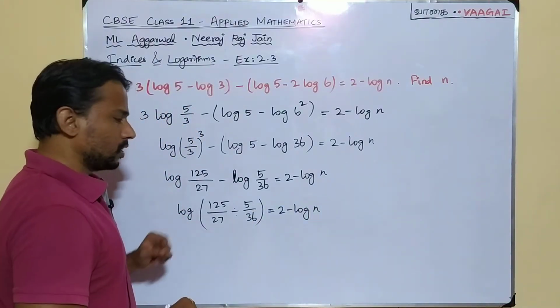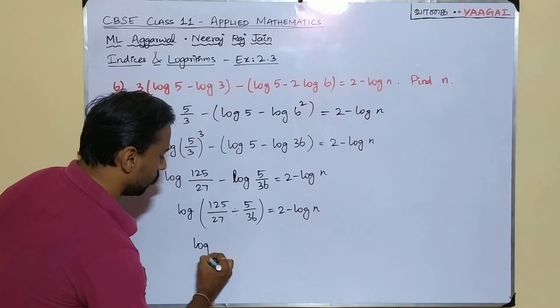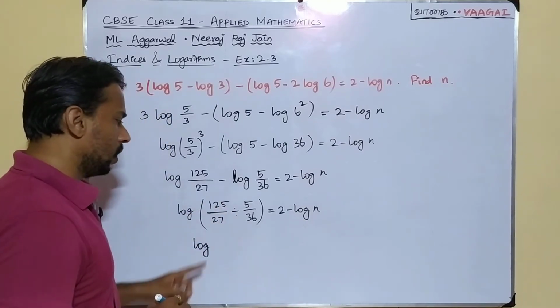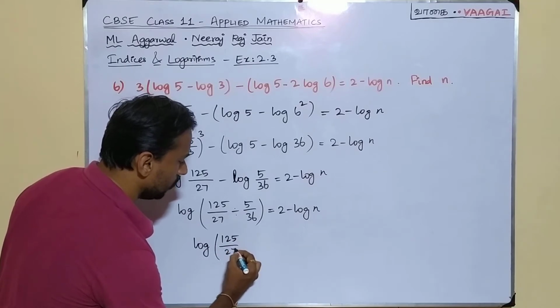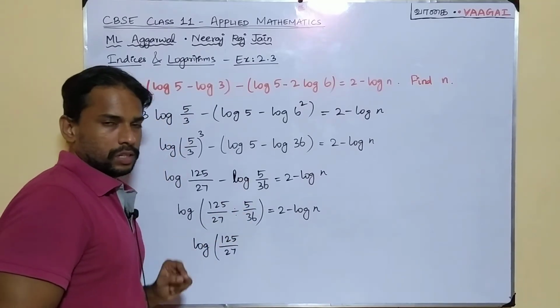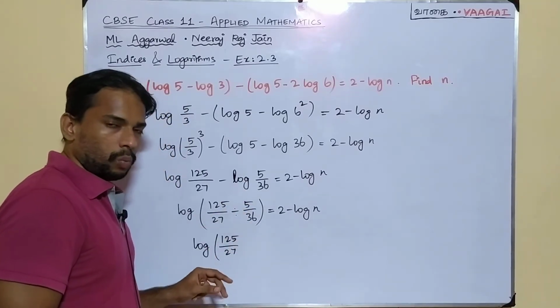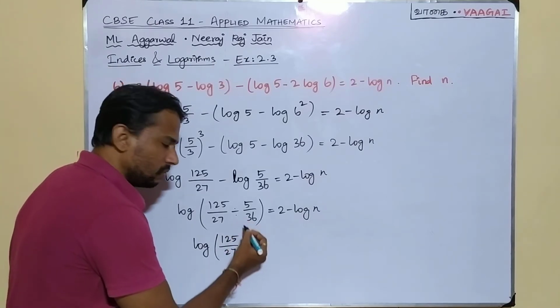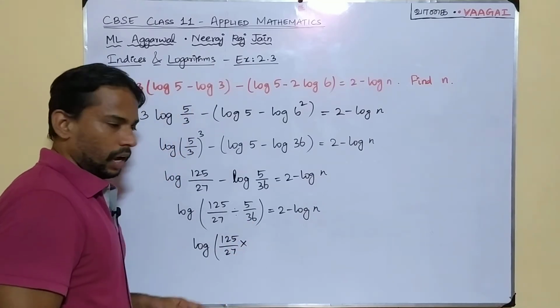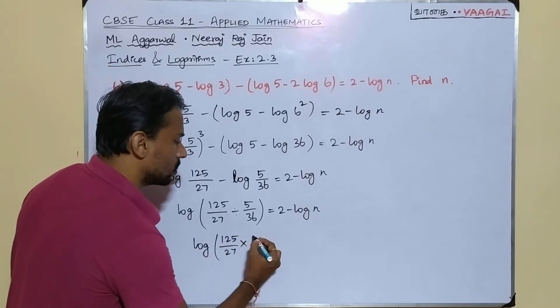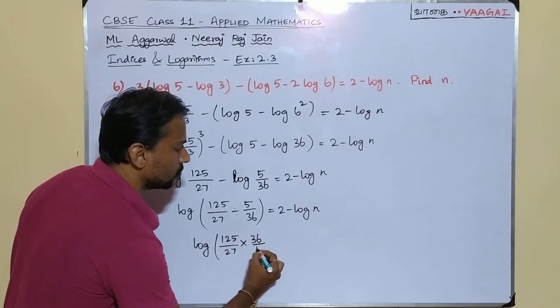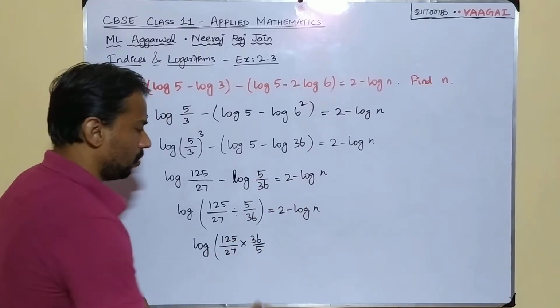Now let us do some adjustment here. Left hand side we have log of. Now what about this expression? Here we have 125 by 27 divided by 5 by 36. Now in order to simplify this, I will change this division into multiplication. Then for the fraction, we will just take the reciprocal of that. So this will become 36 by 5.